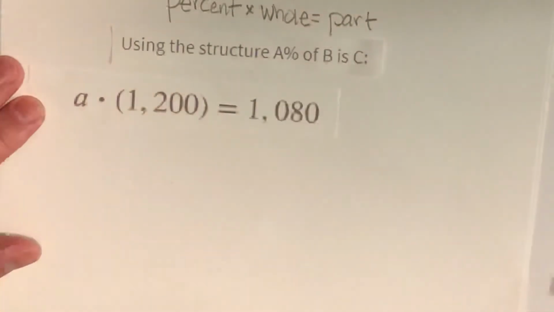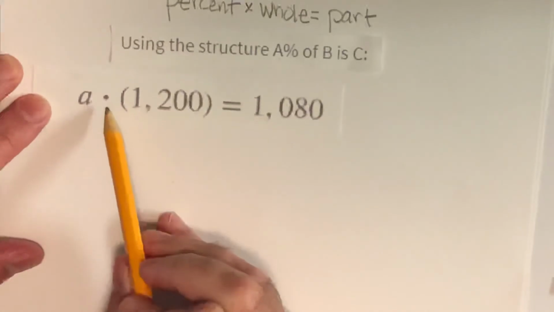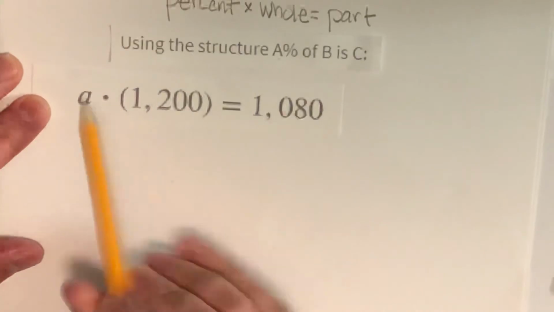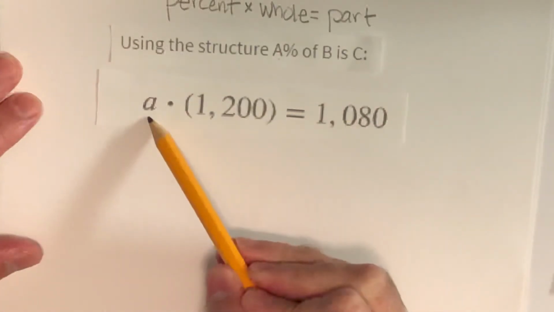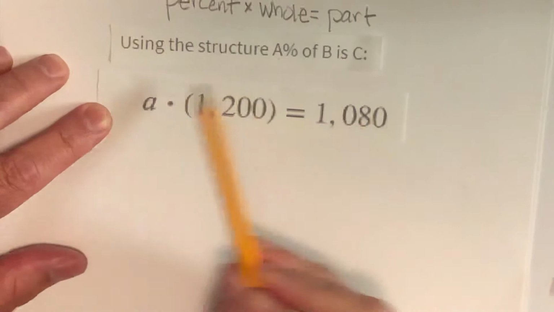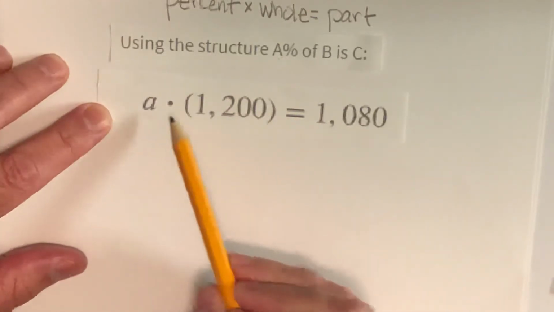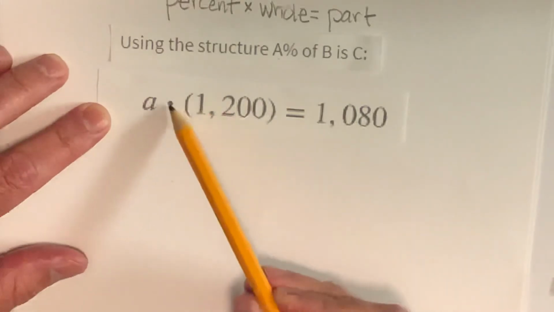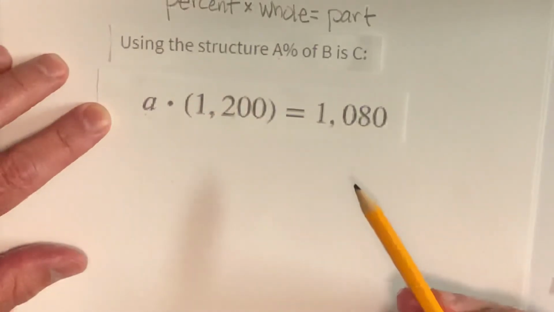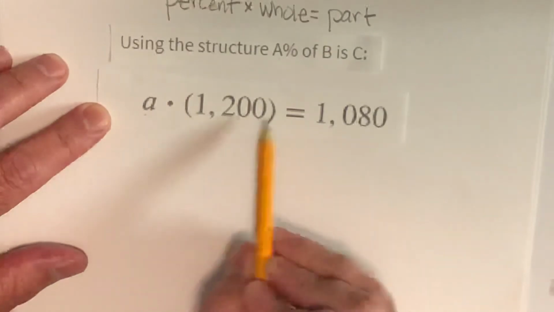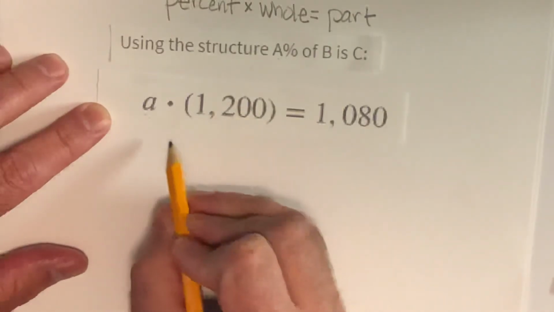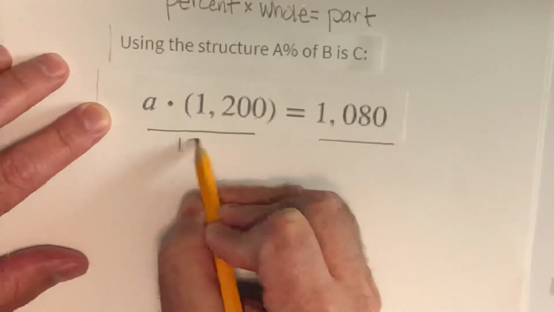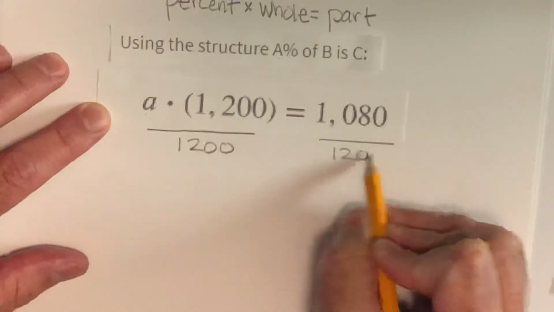So in this scenario, we've got the whole, we've got the part. What we don't know is that percent. So this is a simple one-step equation where I need to get the variable a by itself. We know we use inverse operations to isolate the variable, so the inverse of multiplication would be division. In this case, I would divide both sides by 1200 to get my answer.